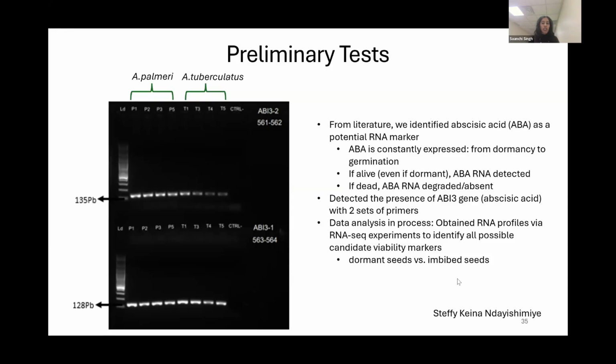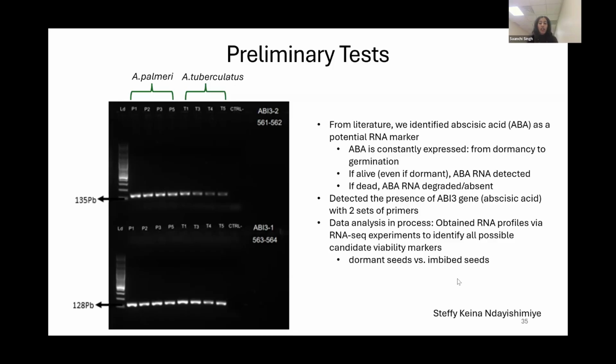From literature, we identified that abscisic acid could be a potential viability marker. This is because it's constantly expressed through different seed stages, from dormancy to germination. Abscisic acid is a plant hormone that regulates seed maturity and germination. So if a seed is alive, even if it's dormant, it should still be expressing these abscisic acid genes, and we should be able to detect viability even if it's dormant.